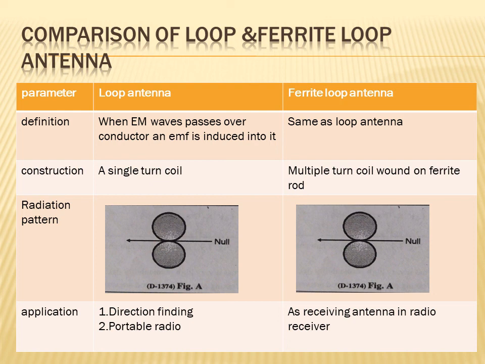Construction: the loop antenna is a single turn coil, whereas the ferrite loop antenna has a multiple turn coil which is wound on the ferrite rod.